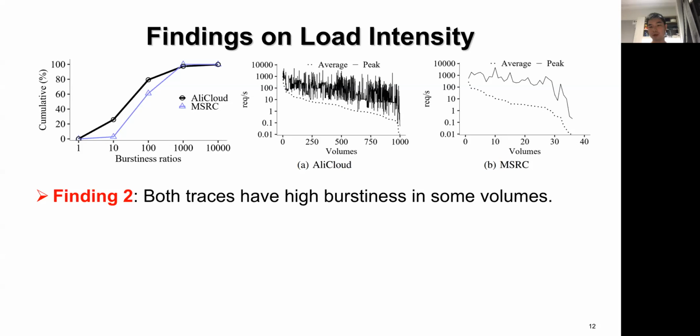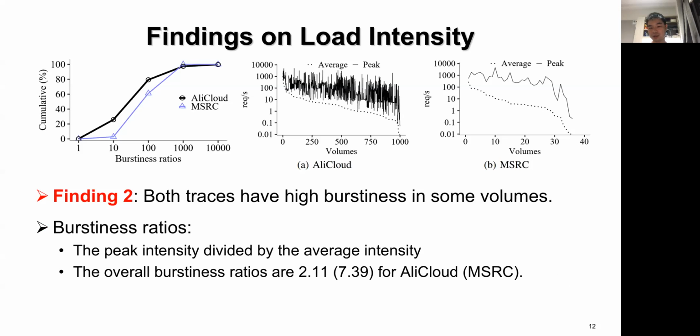For finding 2, we investigate the burstiness of each volume by dividing the peak intensity by the average intensity. The figure shows the cumulative percentage of volumes with different burstiness ratios. We find that both traces have high burstiness in some volumes, especially in some volumes of Ali Cloud. The burstiness ratios can be larger than 1,000. However, the global burstiness ratios are not the case. The global burstiness ratios are smaller than 10 for both Ali Cloud and MSRC.